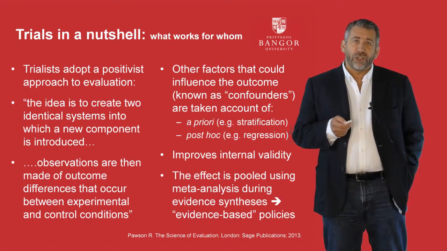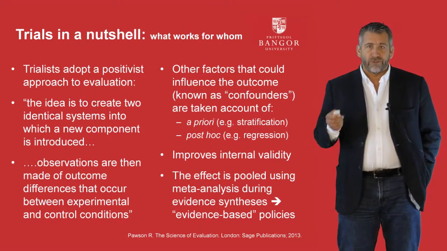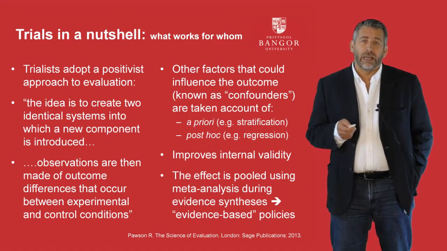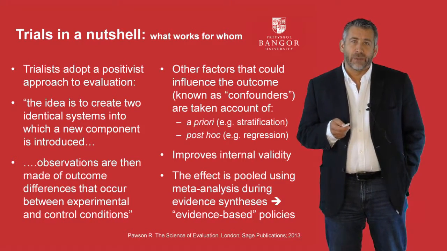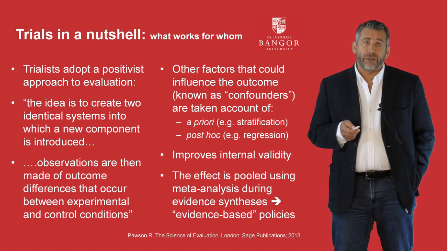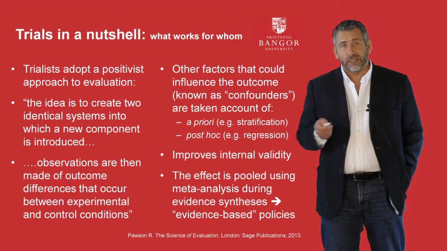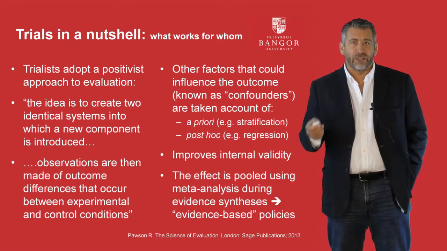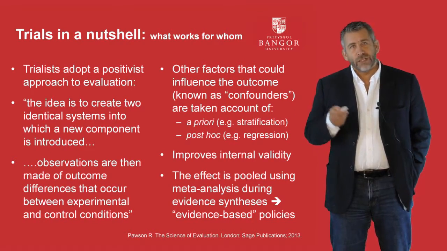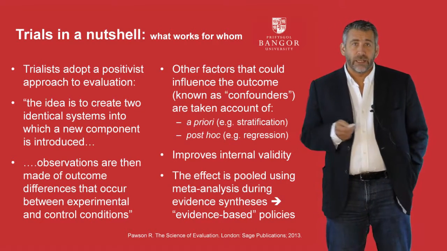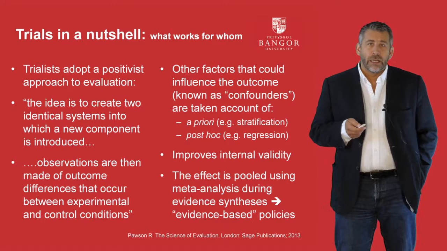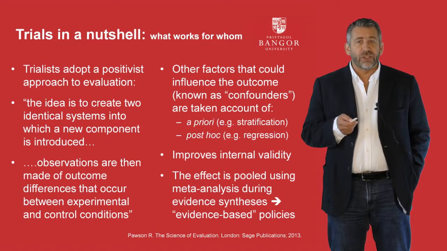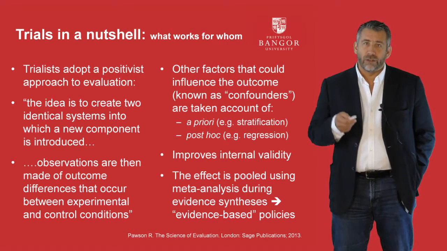Other factors that could influence the outcome are known as confounders. They're taken account of either before the study randomizes with something called stratification, so that's a priori, or they're taken account of after the end when the statistical analysis has been done, and that's post hoc with something like regression, where these confounders are added as covariates. This all improves the internal validity of trial conduct. The effect is often then pooled using meta-analyses in secondary research, and this then leads to evidence-based policies for clinical practice.